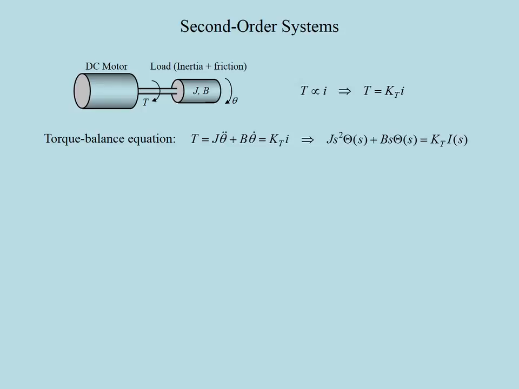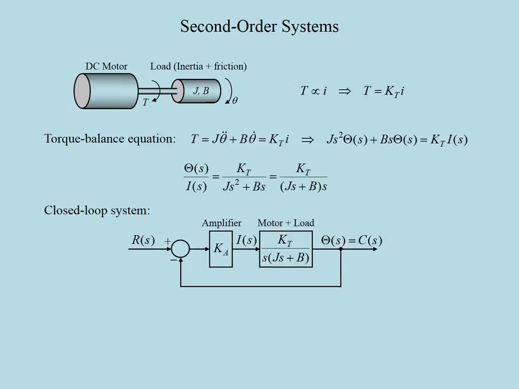Taking the Laplace transform of both sides of this equation under zero initial conditions, we can find the ratio of theta of s to I of s, in other words, the transfer function from the input current to the output angular position. Now we can model the closed loop system as in this block diagram. The angular position of the load is measured and compared to a reference input, and then the error is fed to the motor via an amplifier.